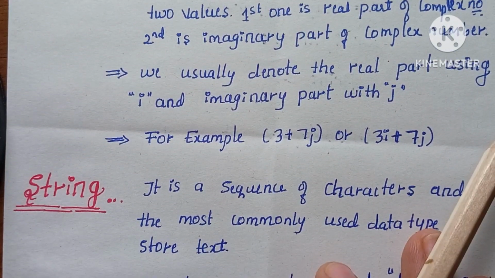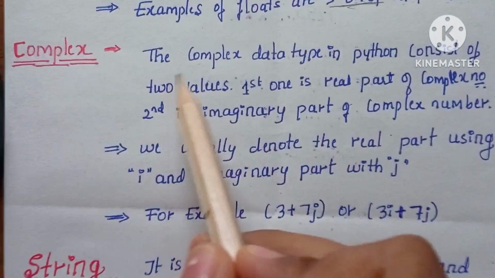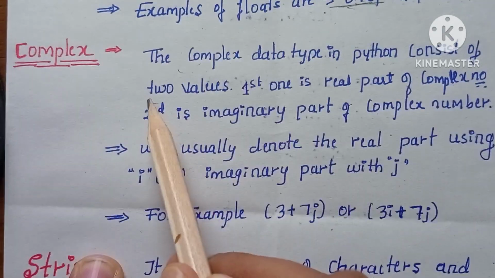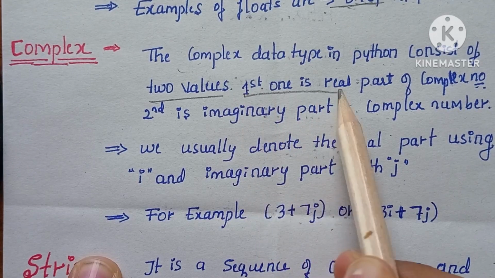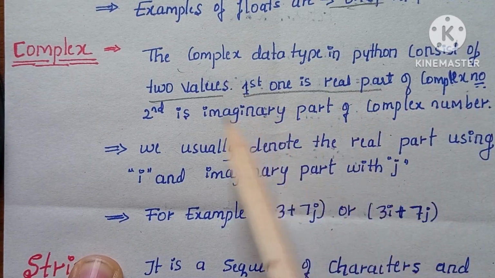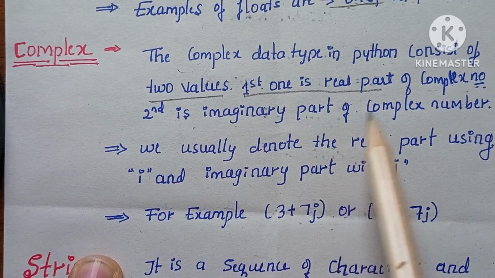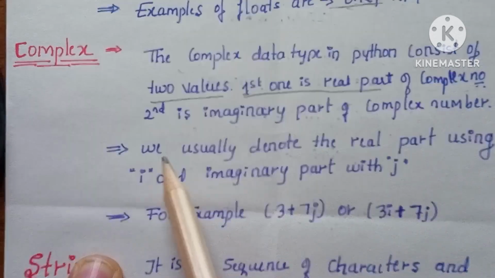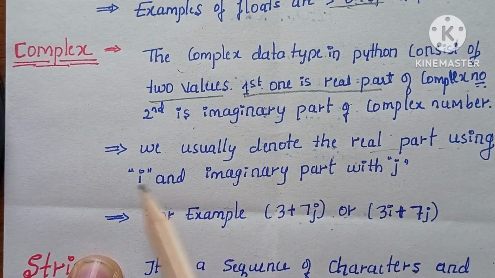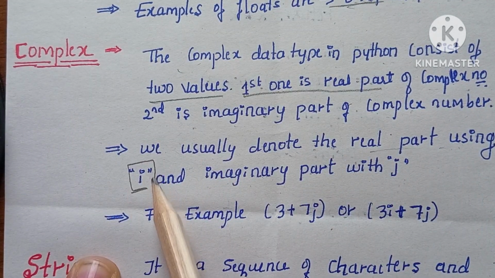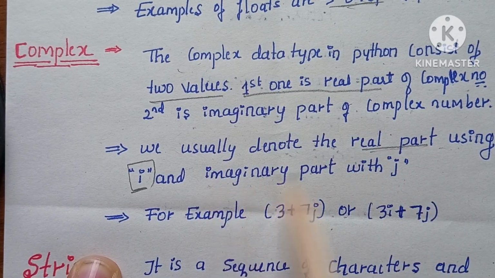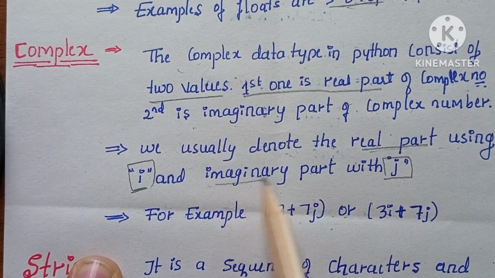The next one is the complex data type. In Python, a complex number consists of two values: the first is the real part, and the second is the imaginary part. What is the meaning of real part and imaginary part? We usually denote the real part using I, and J represents the imaginary part of the complex data type.